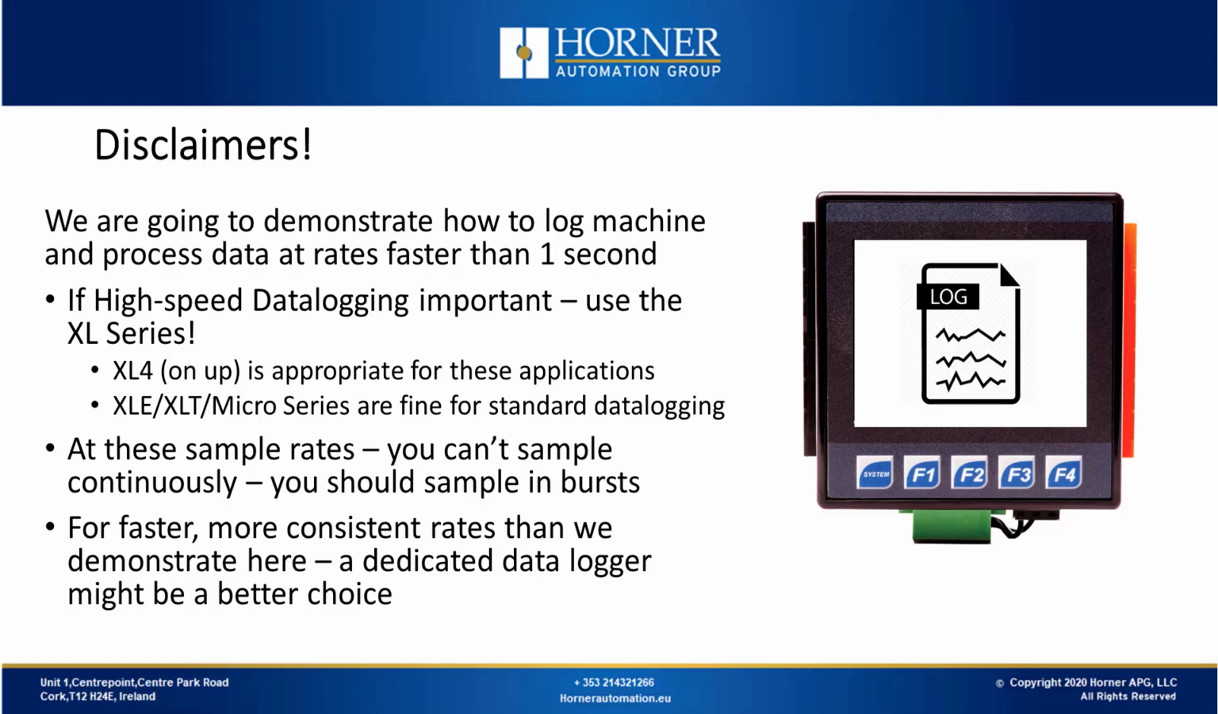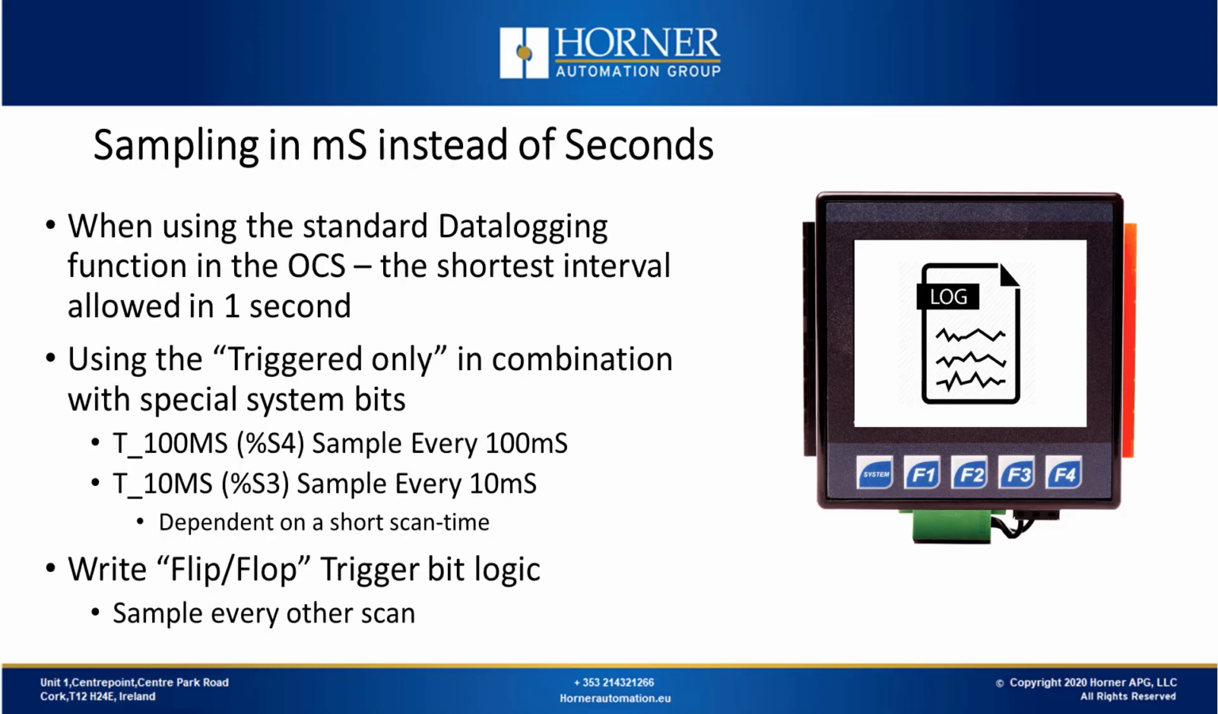If you're looking for even faster and more consistent rates than we demonstrate, we would recommend getting a dedicated data logger for your needs. Let's talk about how we can start sampling in terms of milliseconds. When using the standard data logging function, the shortest interval allowed is 1 second. However, we can utilize the triggered-only approach in combination with some ladder code or in combination with some special system bits. The OCS has some useful system bits built in, one of which is T100 milliseconds or %S4, which turns on and off every 100 milliseconds.